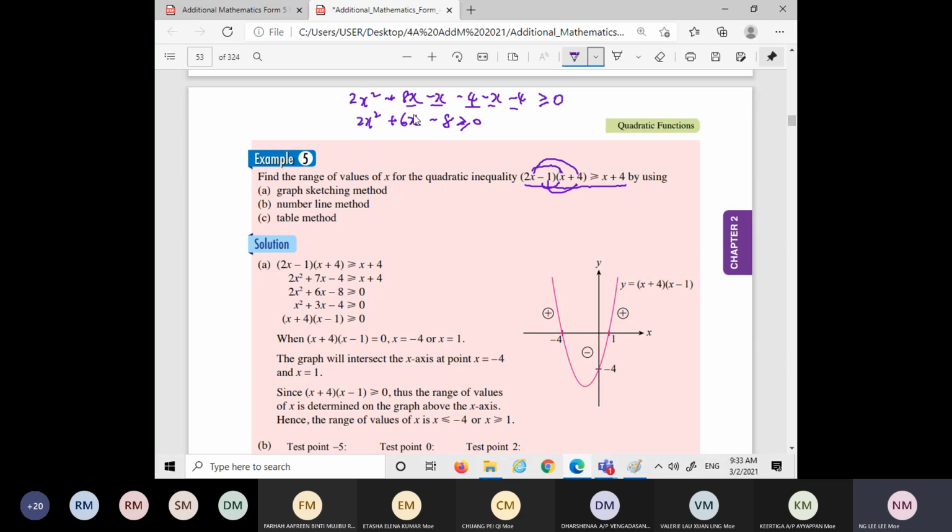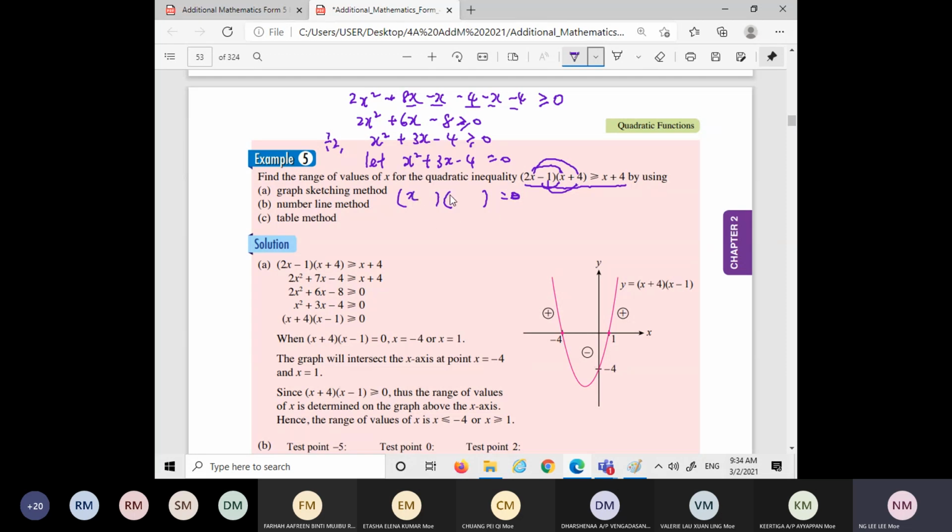Okay, then here you can simplify a bit by dividing every term by 2. So x squared divided by 2, 3x divided by 2, and so on. Then remember, you have to let this equal to 0. What is the purpose? This is for you to find the cutting point.